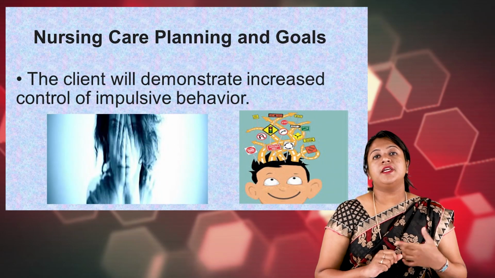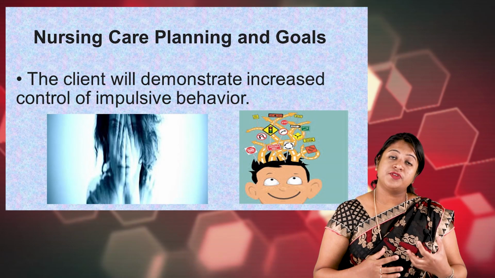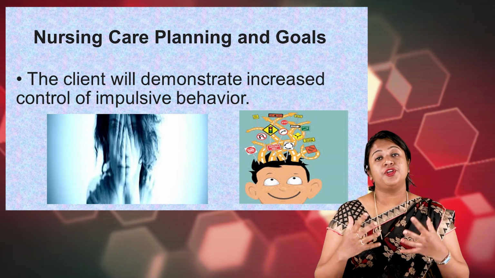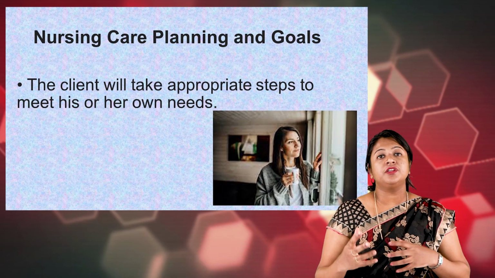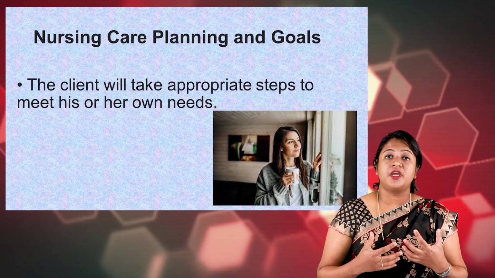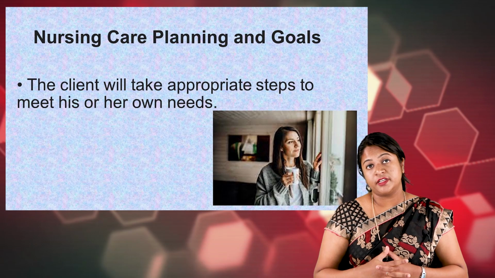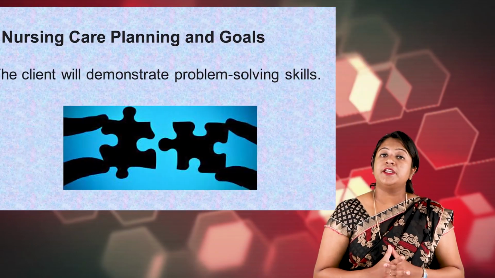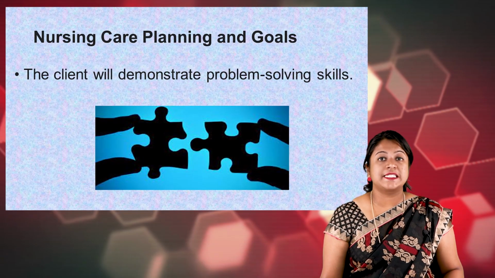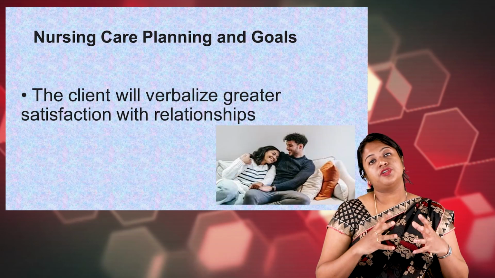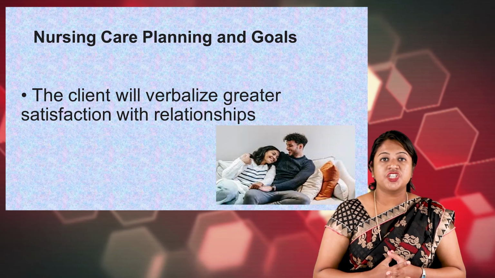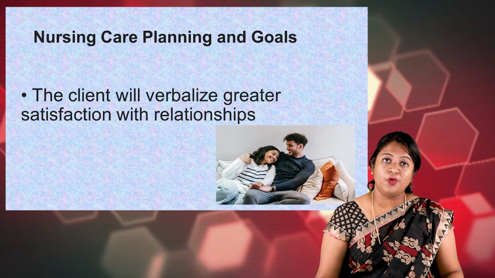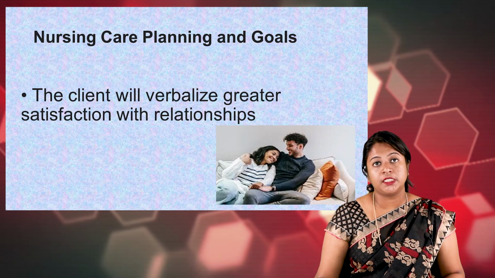The second goal is the client should demonstrate an increased sense of control of his impulses. The third one is the client should take some appropriate measures to meet his or her needs by himself. The client should demonstrate problem solving skills, and also the client should verbalize the greater significance of relationship. Okay, so these are some of the goals that you can plan for the diagnosis.